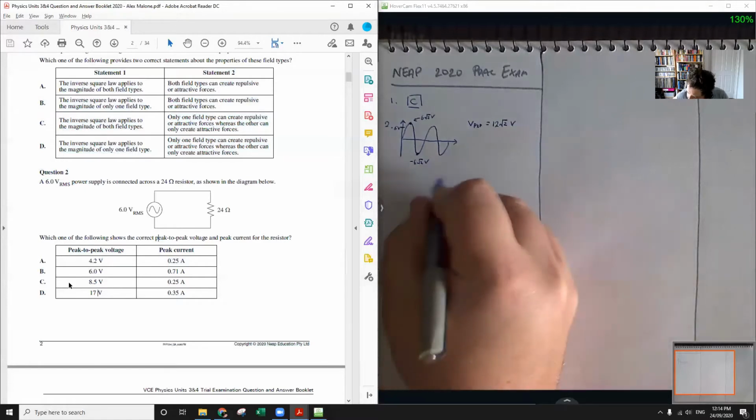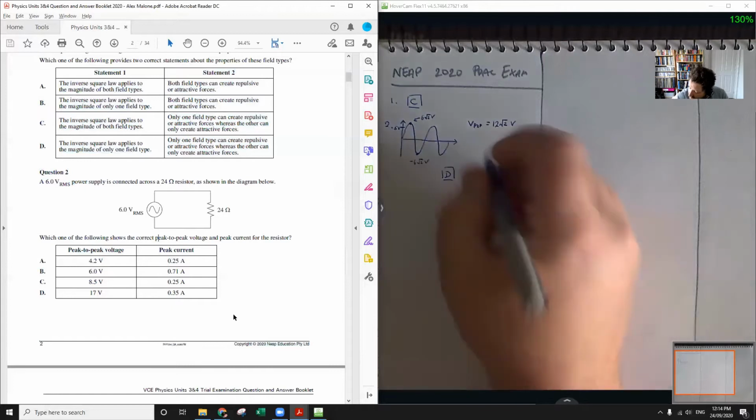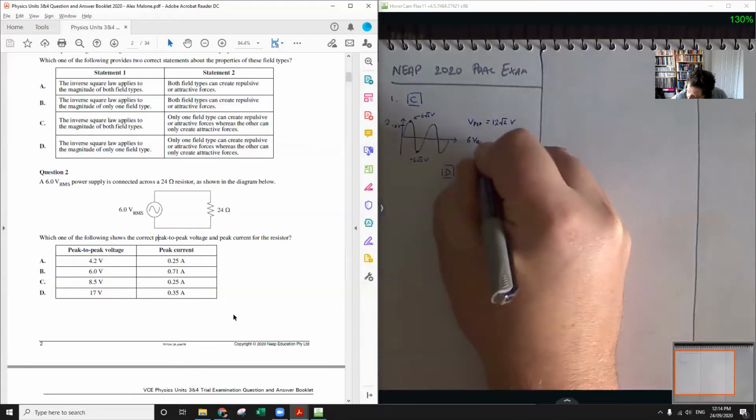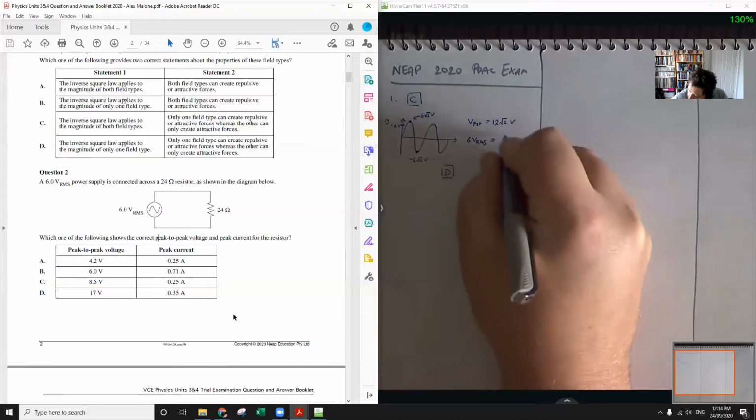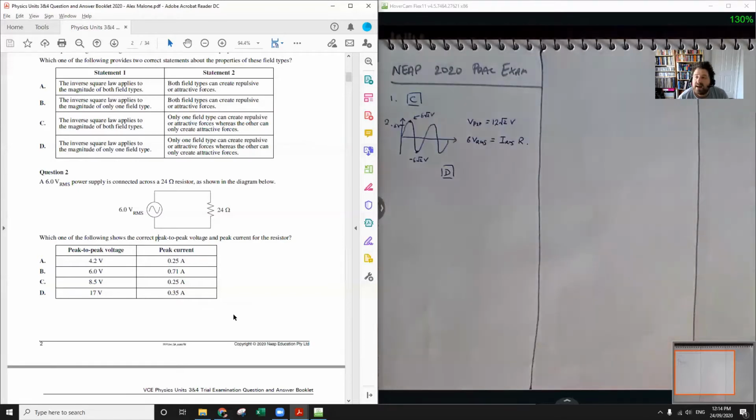So you can use that second bit as just a way of checking your answer. Okay, so let's check that gives us the right current. We've got 6 volts and 24 ohms, so we can use Ohm's law. 6 volts RMS equals IR, so I RMS times R, the resistance of 24 ohms.